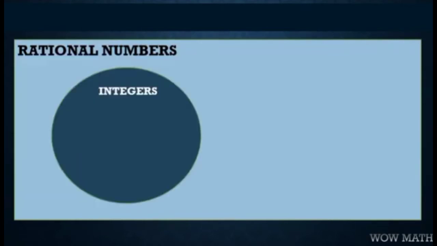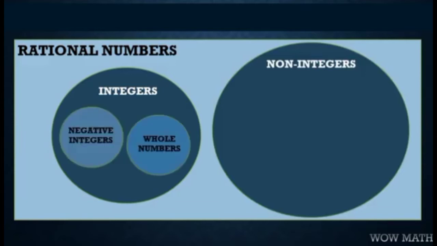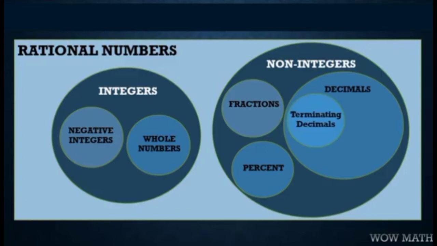We have integers and non-integers. Under integers, we have negative numbers and whole numbers, where it includes 0 and positive numbers. Now for non-integers, we have fractions, percent, decimals. Under decimals, we have the terminating decimals and the repeating decimals. So this is how we illustrate the family of rational numbers using a Venn diagram.